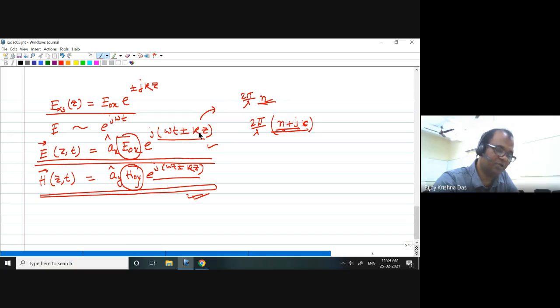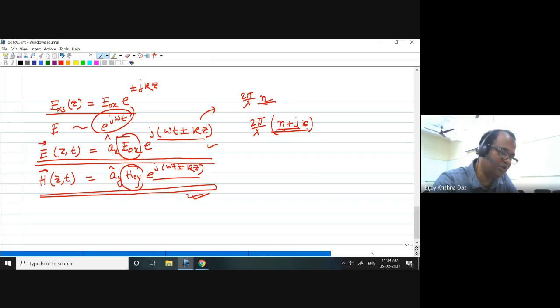positive direction, negative direction. In the same way, whenever I am considering this e to the power j omega t, I can consider e to the power j omega t or e to the power minus j omega t. They are same. Real parts are same, right? So that is mathematically how you are dealing with electromagnetic wave. So if it is minus, then plus minus kz will be completely opposite.